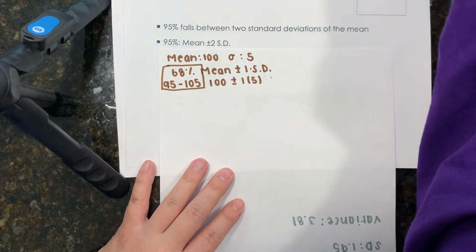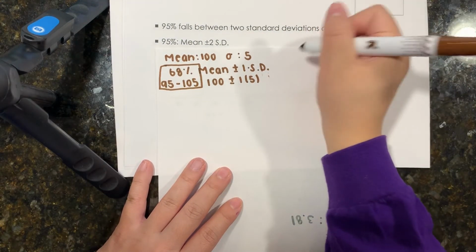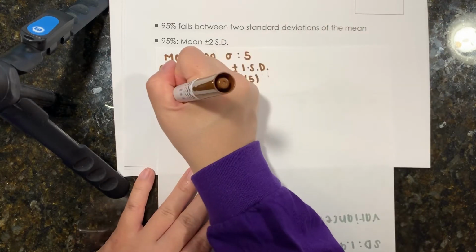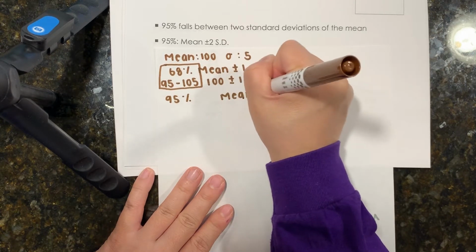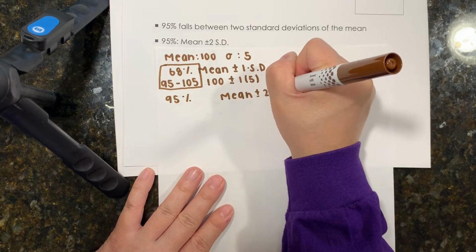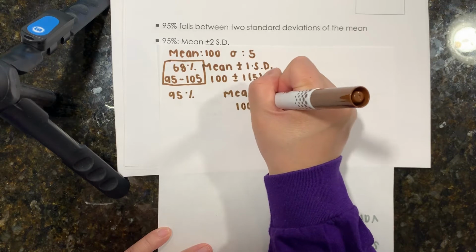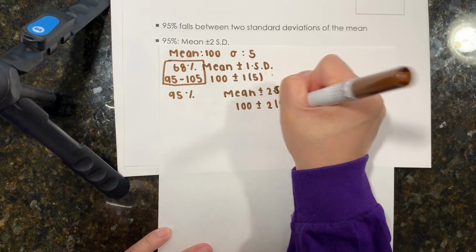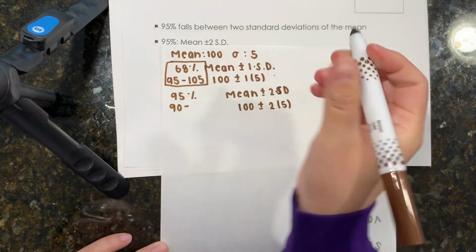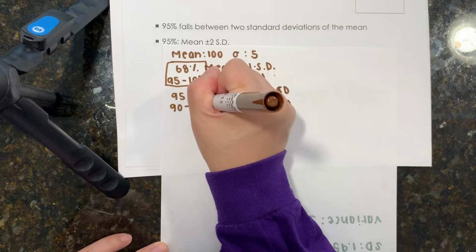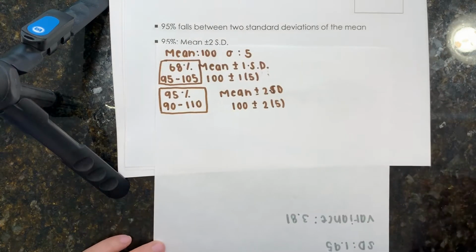Then I'm going to go on to 95%. Now 95% of the data is going to fall within the mean plus or minus 2 standard deviations. So that's going to be the mean plus or minus 2 times the standard deviation. Now my mean is 100 again, and I'm going to do 2 times 5. If I do 100 minus 10, that's going to give me 90. And then 100 plus 10 is going to give me 110. Which means that 95% of the data is going to fall between 90 and 110.